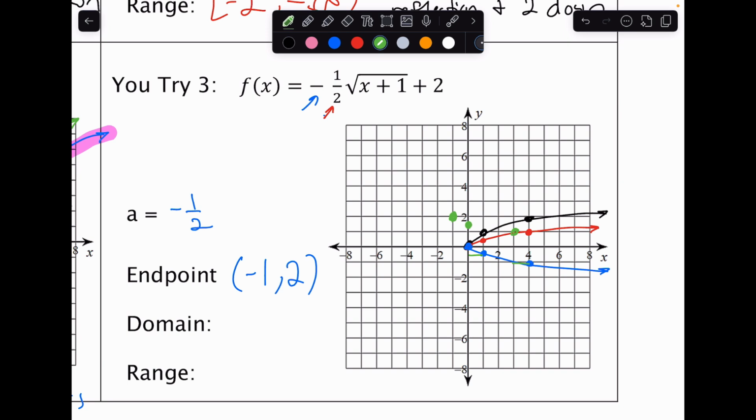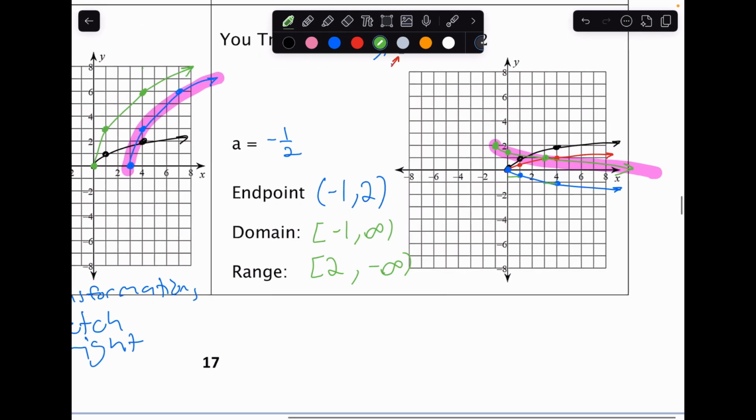So now we can go ahead and draw that in. And that is what our final answer would look like. We've applied all the transformations. So our domain here is going to be -1 to infinity. Our range is going to be 2 to -infinity, because this is one of those reflection ones. This guy's got a lot of transformations.